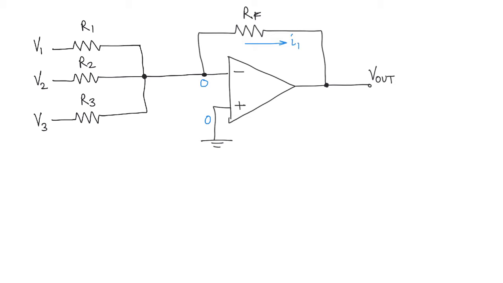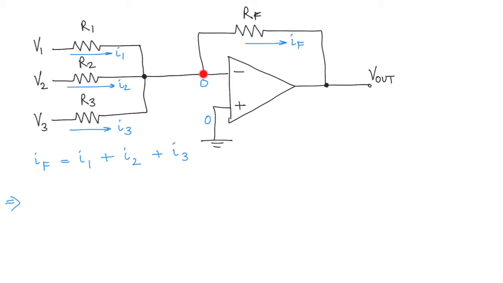Let's call it IF. We can calculate it, and then this current IF is going to be the sum of the currents I1, I2, and I3, right? So I can write IF equal to I1 plus I2 plus I3. So let's write what IF is going to be. What is IF going to be?